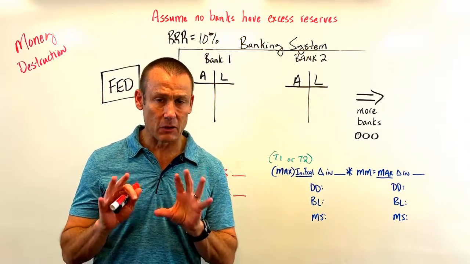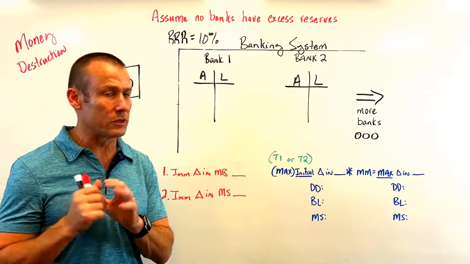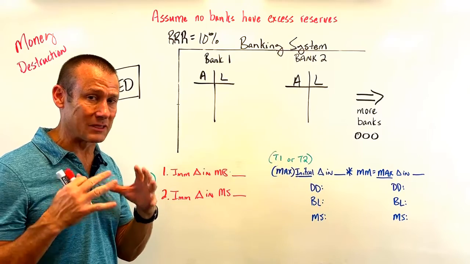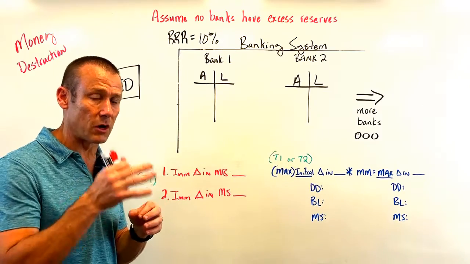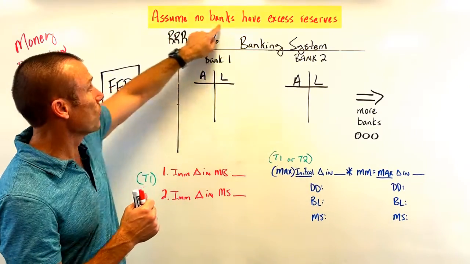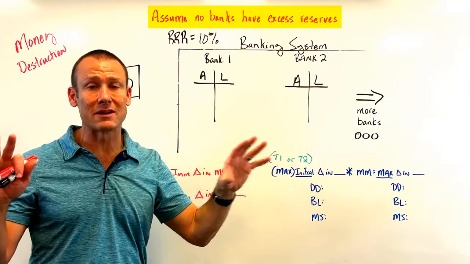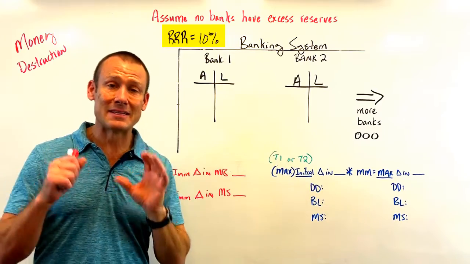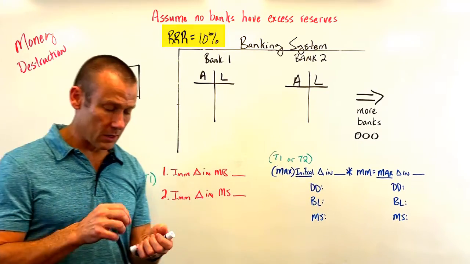We're destroying money. Now, a couple things to set up before we get too deep into it. This is a scenario, an open market sale. We're going to assume no banks have excess reserves. No banks in the entire system have excess reserves. And we're assuming that the required reserve ratio is 10%, okay? So let's get to it.